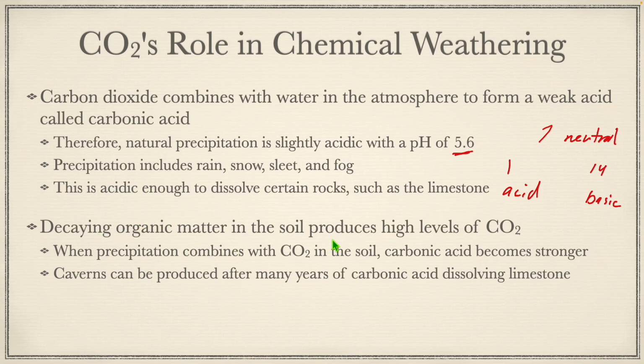Decaying organic matter in the soil produces high levels of carbon dioxide. When precipitation combines with carbon dioxide in the soil, carbonic acid becomes stronger. There are also organic acids in the soil from decaying organic matter. Caverns can be produced after many years of carbonic acid dissolving limestone.